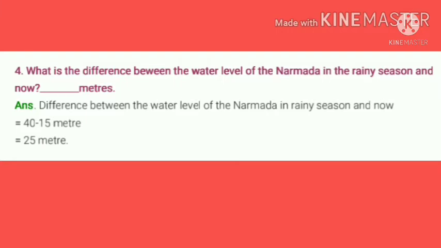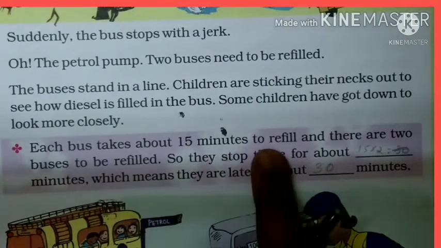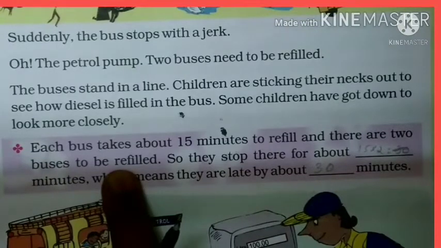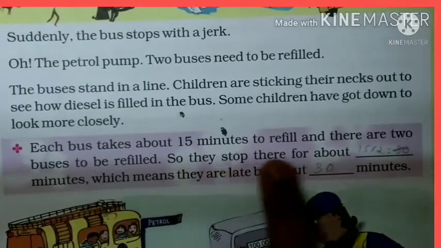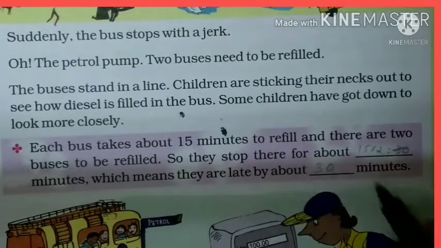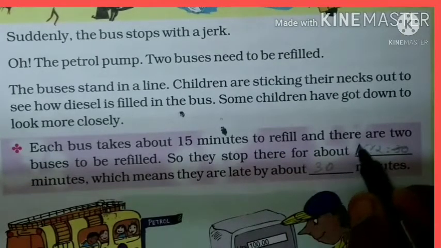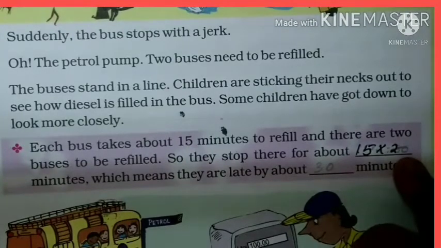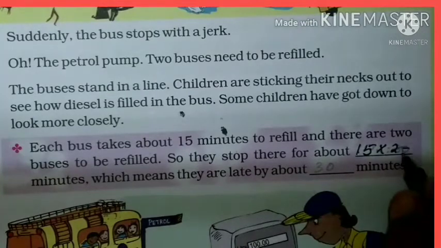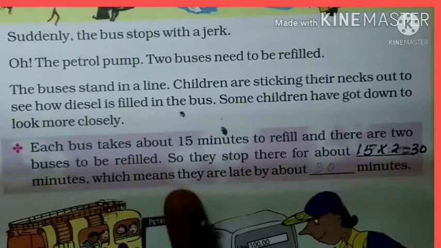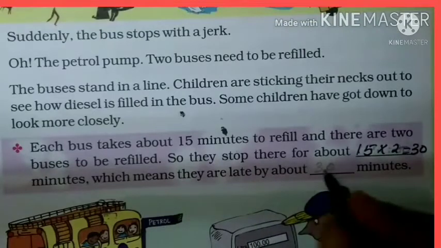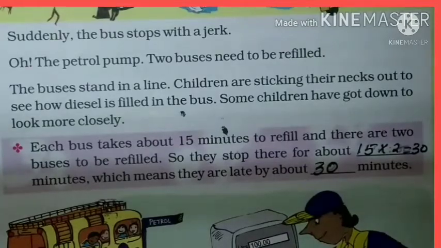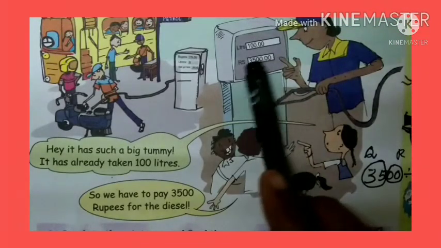So understand? Bus takes about 15 minutes to refill and there are 2 buses to be refilled. So they stop there for about 15 into 2, because 2 buses are there. So 15 into 2 minutes. That is 15 into 2 is equal to 30 minutes, which means they are late by about 30 minutes. Understand?